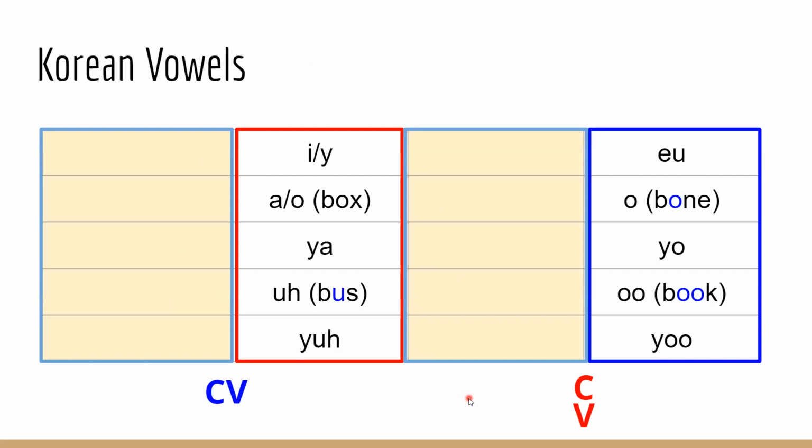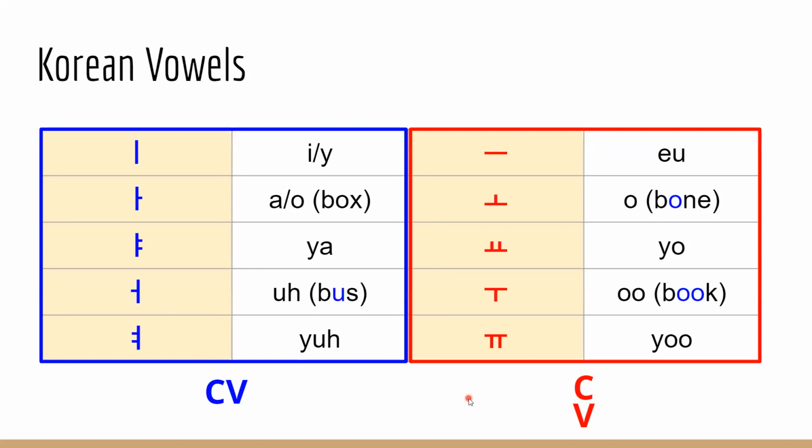3, 2, 1. The vowels are E, 이, A, 아, Ya, 야, O, 어, Yo, 여, and the red section: U, 으, O, 오, Yo, 요, U, 우. Hopefully, by now, I hope you memorized the vowels and the consonants pretty well.